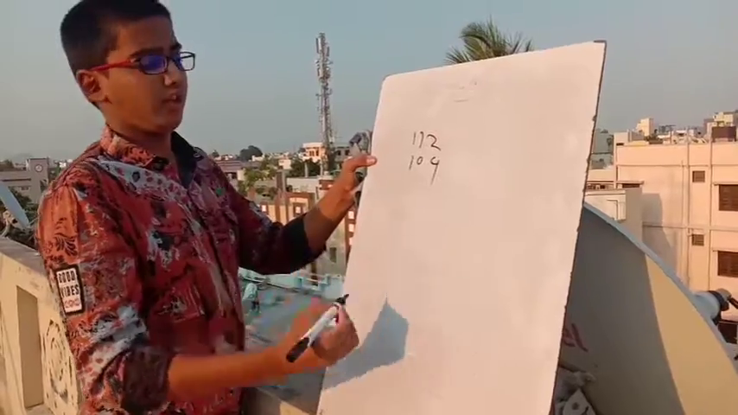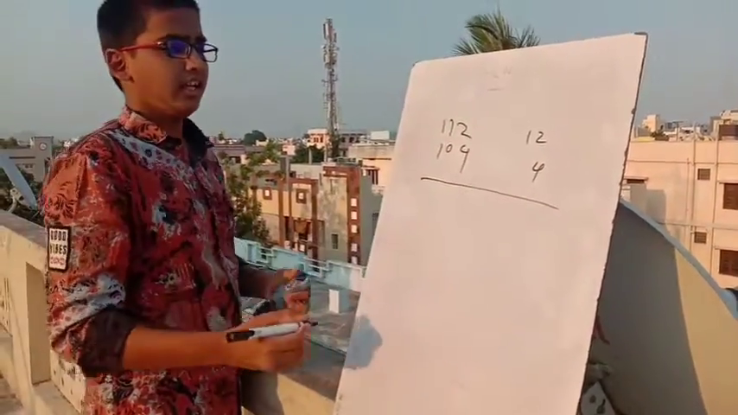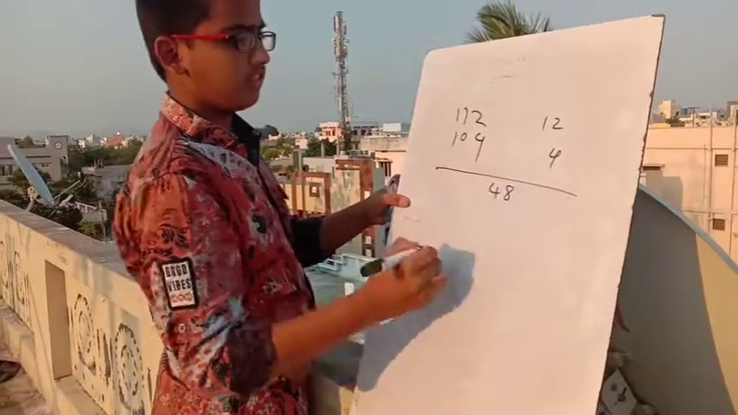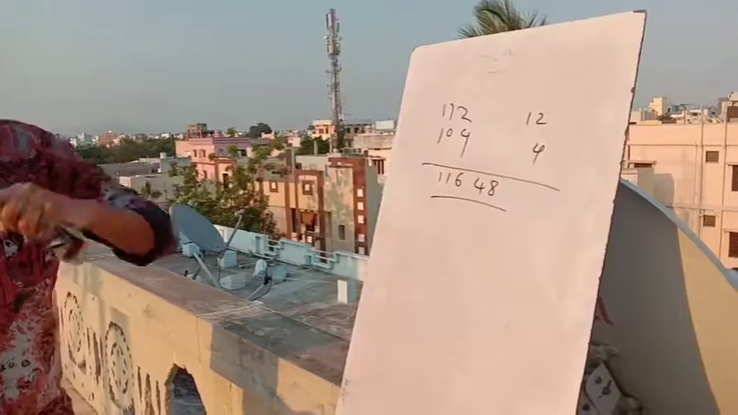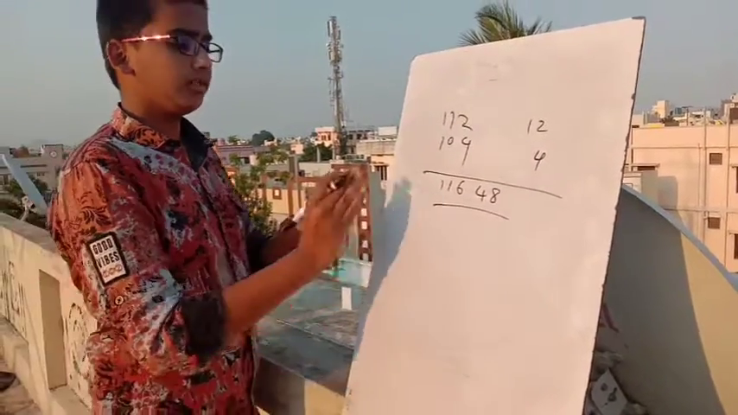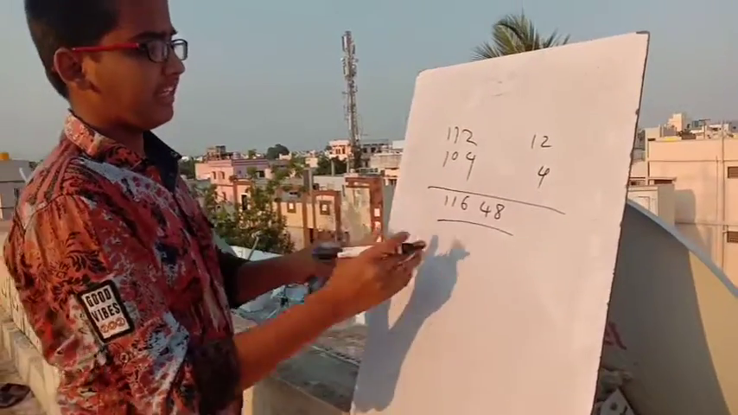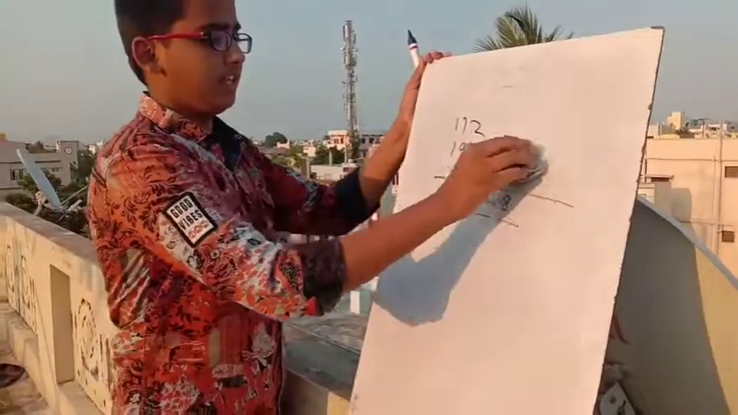So 112 into 104. I am writing random numbers like this, and I am writing the answer. So it is the answer for 112 into 104. It is a very fast multiplication. Actually it takes more time, but we can simplify it like this. Now I am going to explain the trick behind this. Please look at it very carefully.